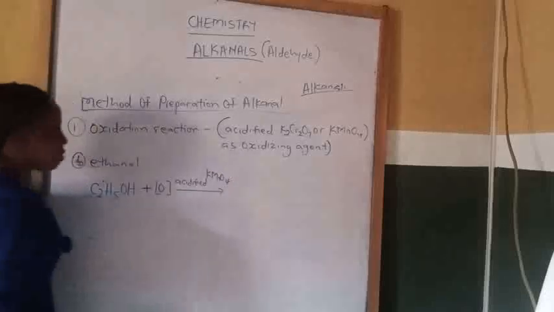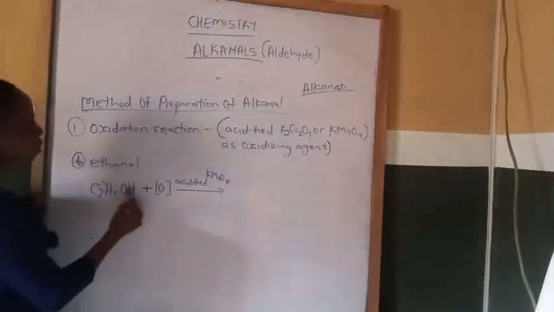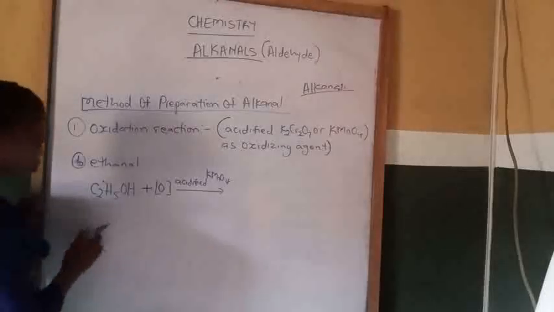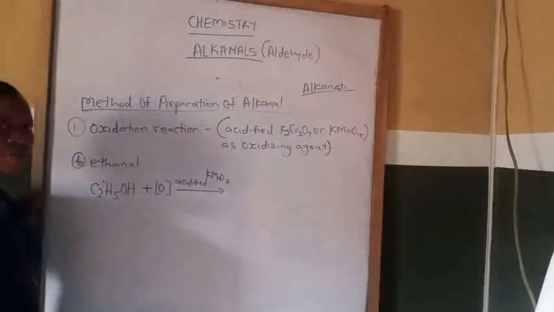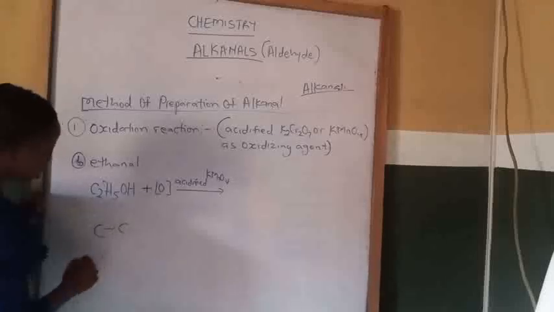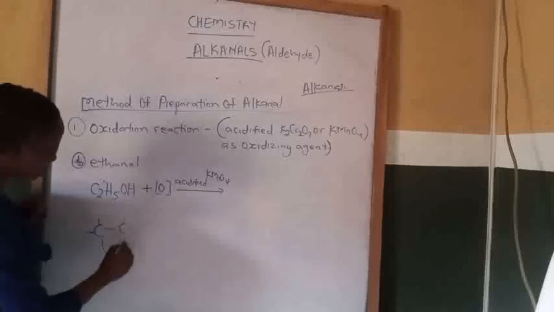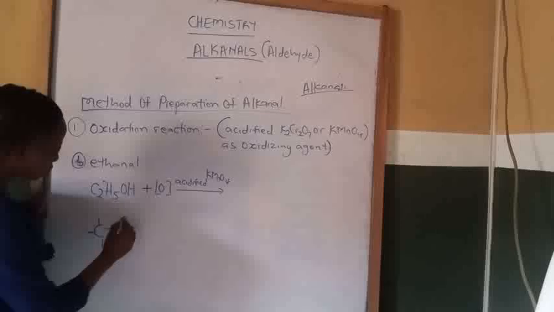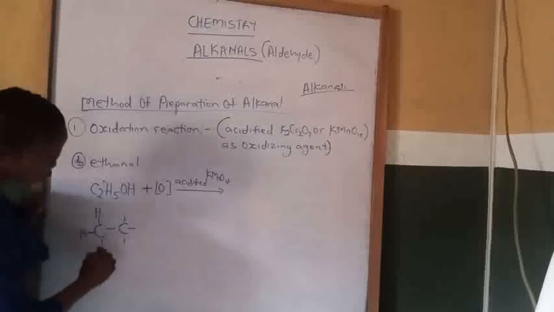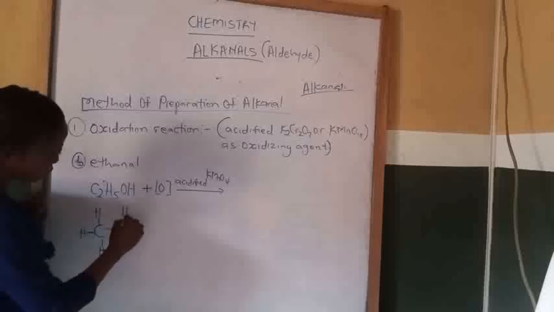KMnO4. So that is addition of oxygen, then removal of water. Let me use structural formula to explain. So we have two carbon atoms. Each carbon atom must be surrounded with 4 chemical bonds. So 5 hydrogen atoms: 1, 2, 3, 4, 5.